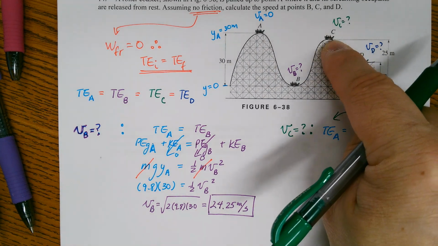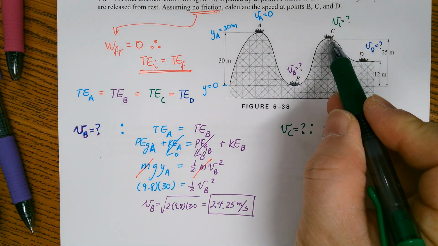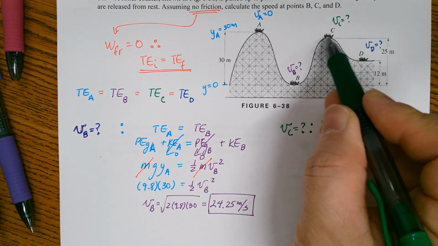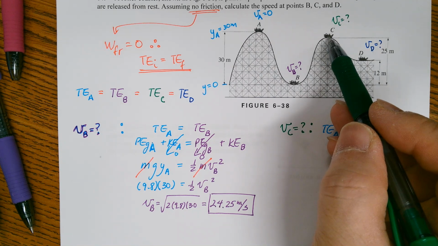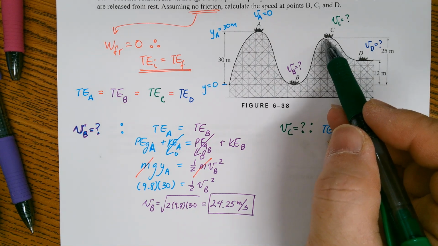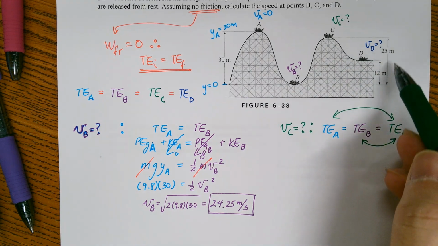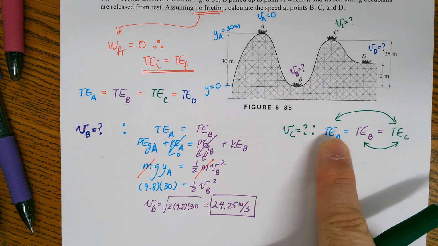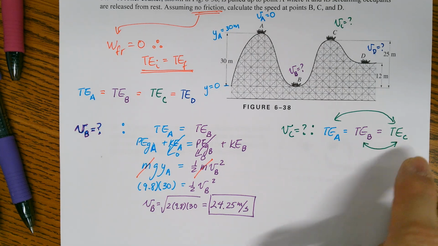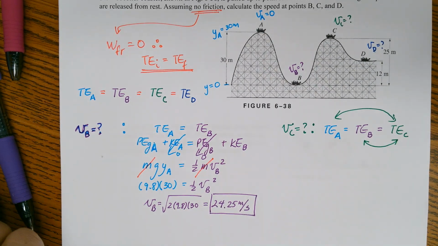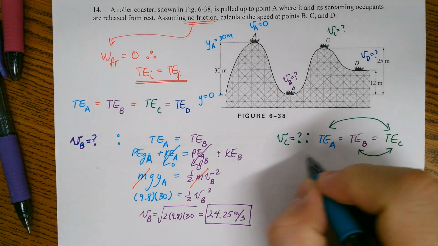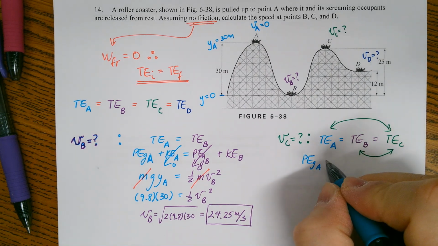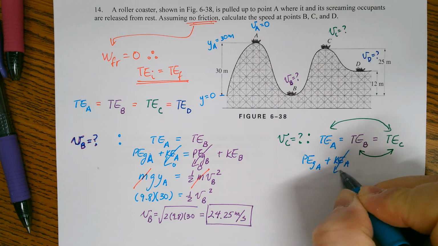Here at C, I have not only height, but because I don't make it up to 30 meters, I still have some kinetic energy left over at C. So I have both gravitational potential energy at C and kinetic energy at C, because the height is only 25 meters. I like to use TEA equal to TEC. So here, I only have gravitational potential energy at A. We already said the kinetic energy at A is zero.